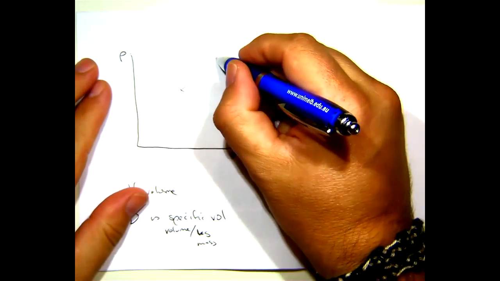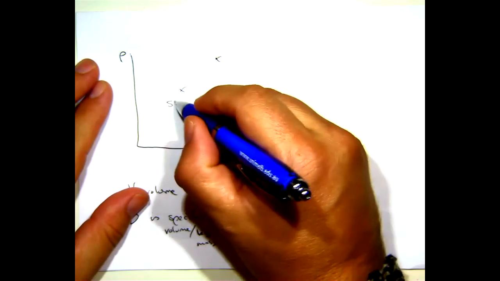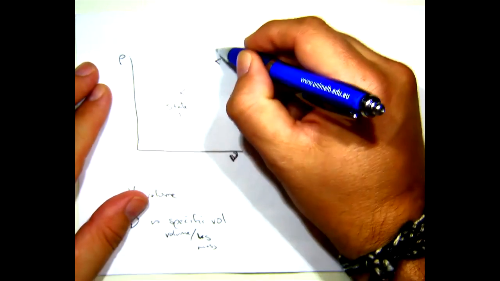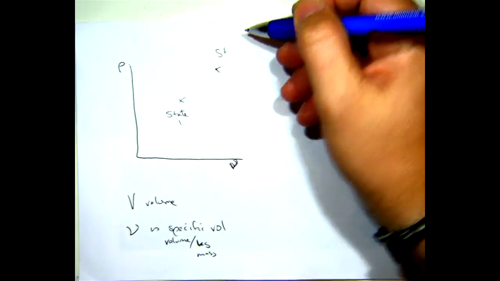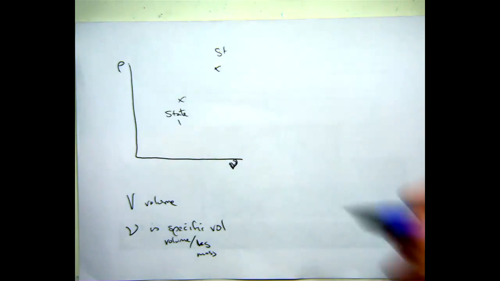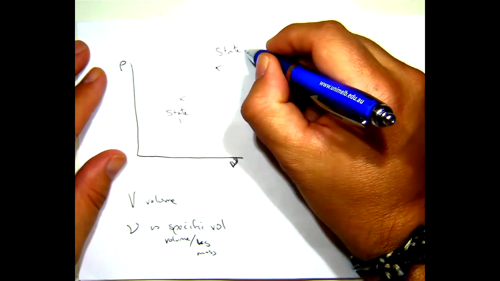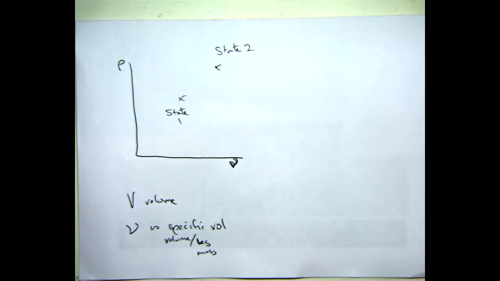If I draw another point on the graph, this is state 1, and this is state 2. Could that actually show up? I think that's really bright. Okay, that's good, it's working. This is state 2. I've got 2 x's, 2 states.